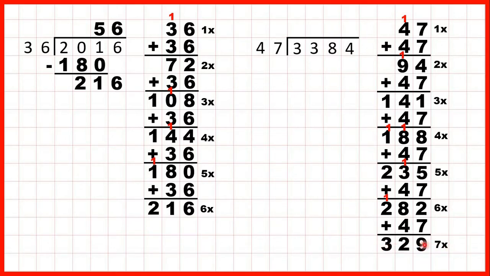Now 329 is very close to 338, so we can write 329 below the 338, and because that's 7 times 47, we can write 7 in our answer line. Now we subtract and bring down.